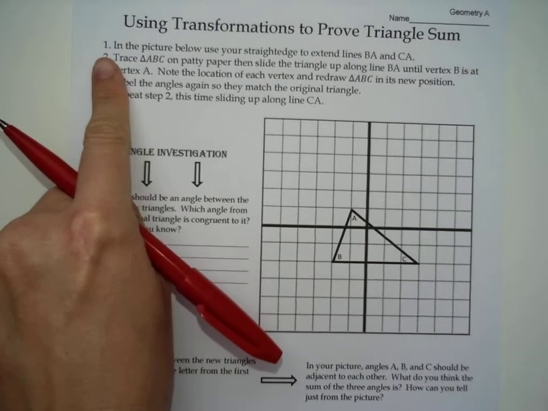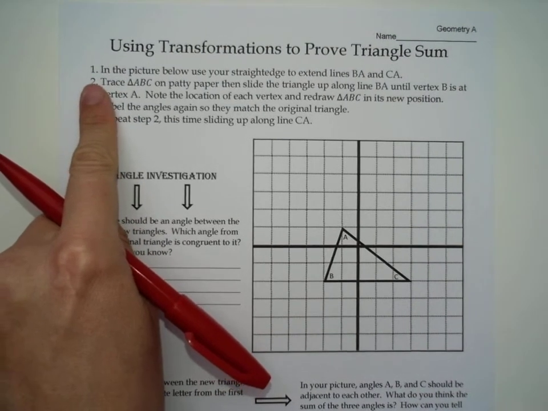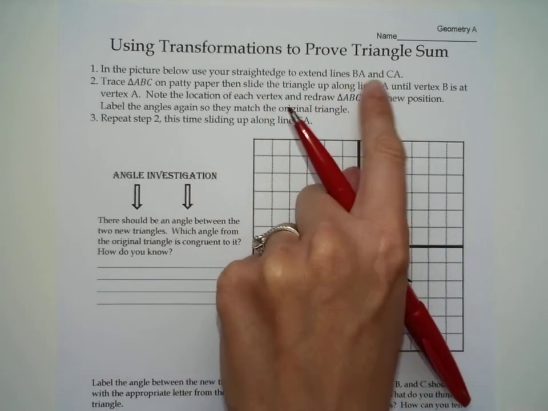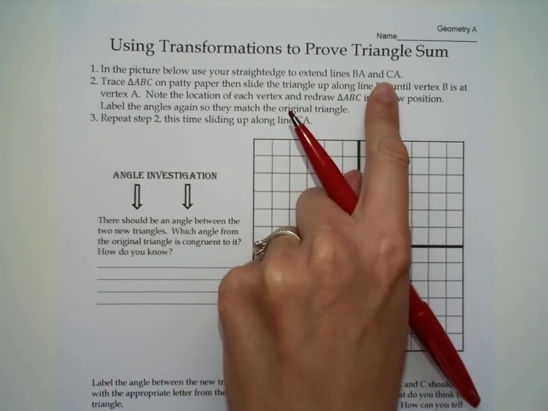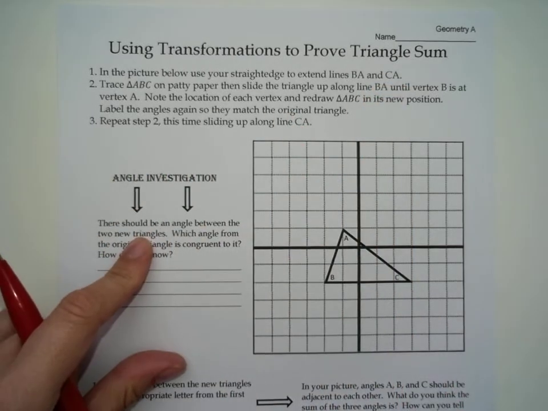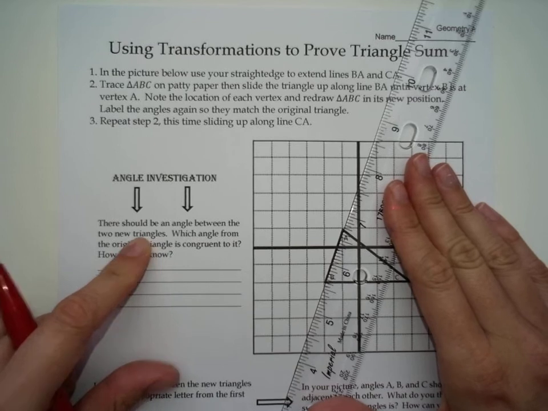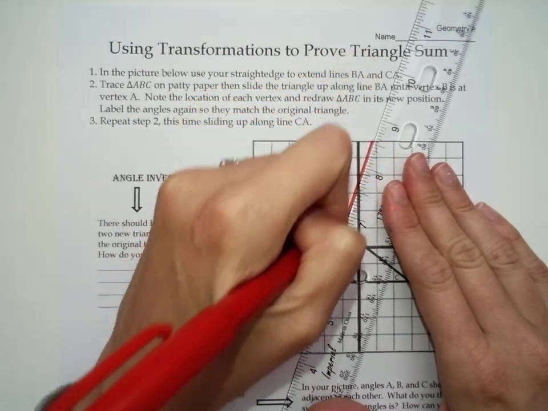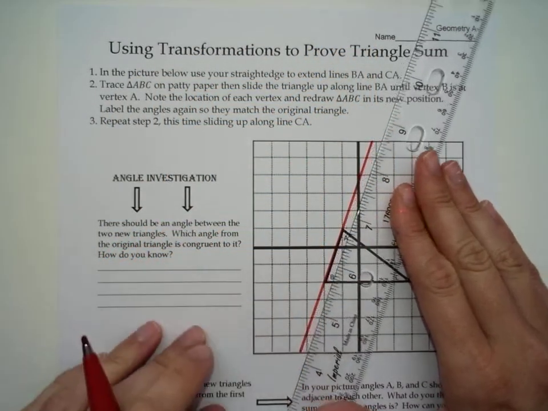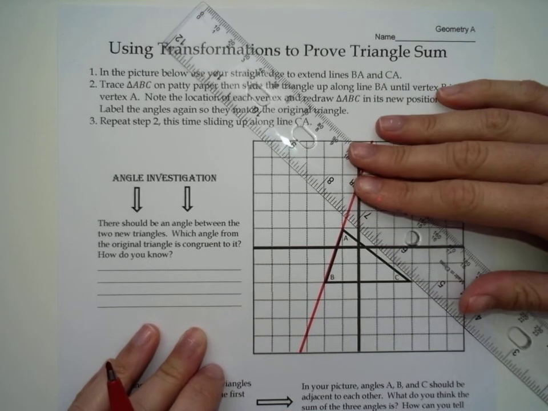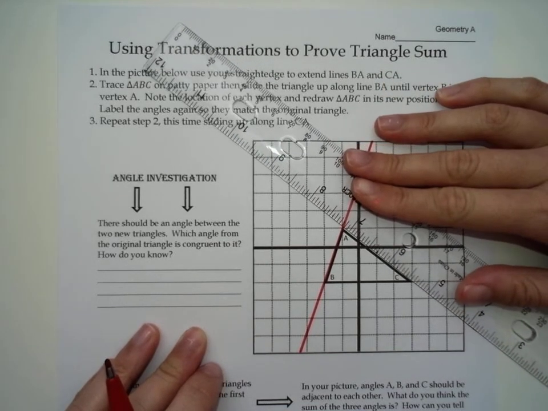So first it says in the picture below, use your straight edge to extend lines BA and CA. So your straight edge is just a ruler. And you're going to extend line BA all the way through the graph and CA. So draw CA all the way through the graph.